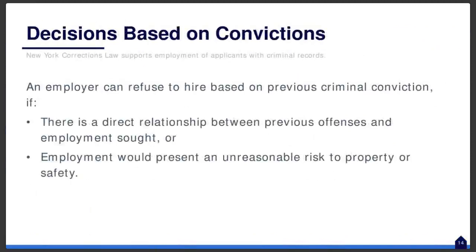So there's something called Article 23A of the New York Corrections Law. That's what we're going to be talking about here. The law comes in specifically when you're making employment decisions based on criminal convictions that predated the beginning of employment, which is generally always going to be the case in the initial hiring situation. If they have a criminal record, it obviously arose before they were hired, because they have not yet been hired when you're considering it.